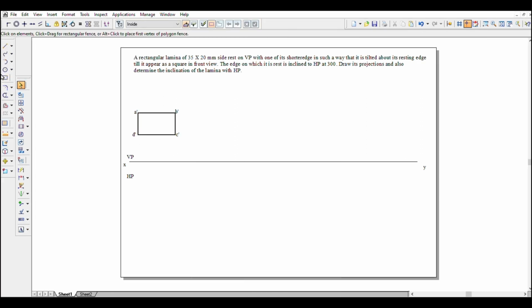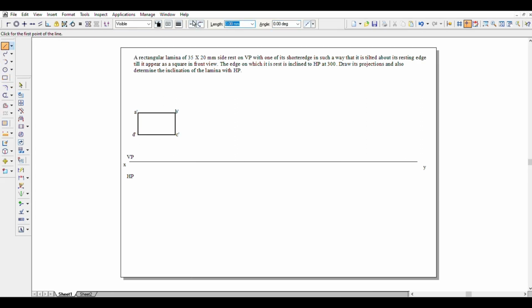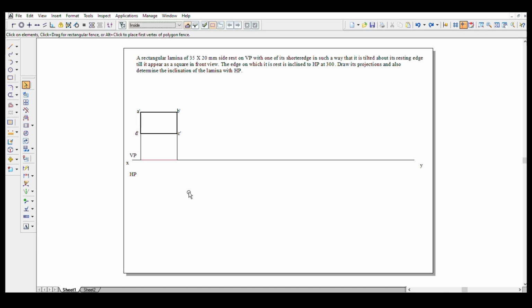lamina. So we'll use thin lines or normal lines to extend our side. When we use Intellisketch, the arrow mark shows that it is the end of the line and we can join it to VP. Now from the end point C we can extend it up to the XY line and here we can join and make this one a visible line because that is also a view.